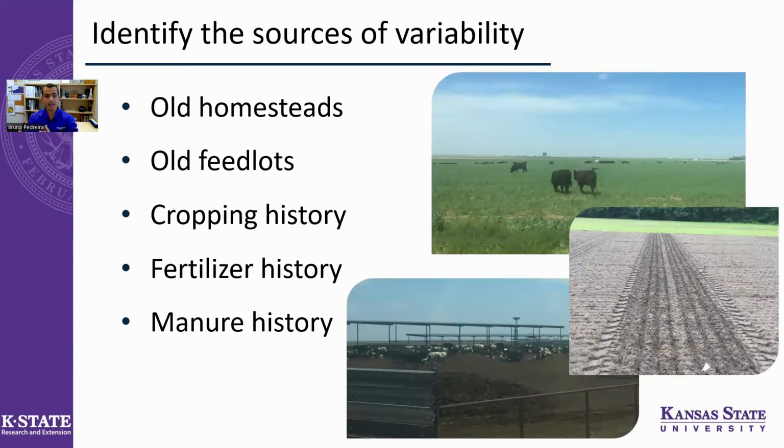Other than that, identify if you had any kind of old homesteads, old feedlots. What was the cropping history in that area? Was it planted with corn, beans in the past? Did you fertilize it in the past with different nutrients? Did you apply any kind of manure in the past? All of these will help you to identify a more homogeneous area to take your soil samples from.